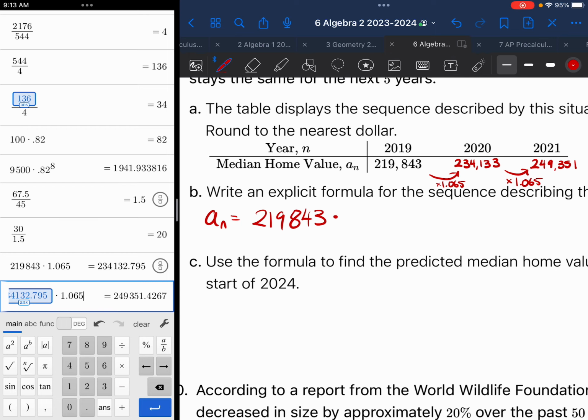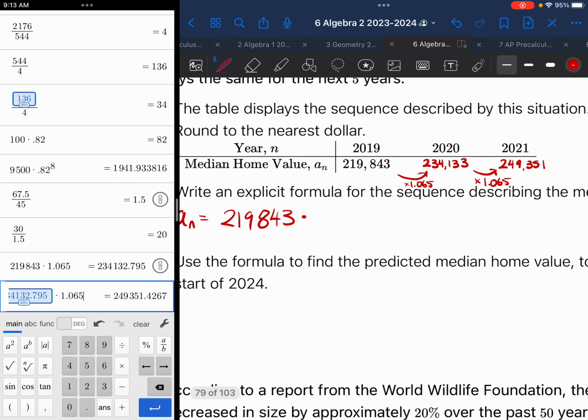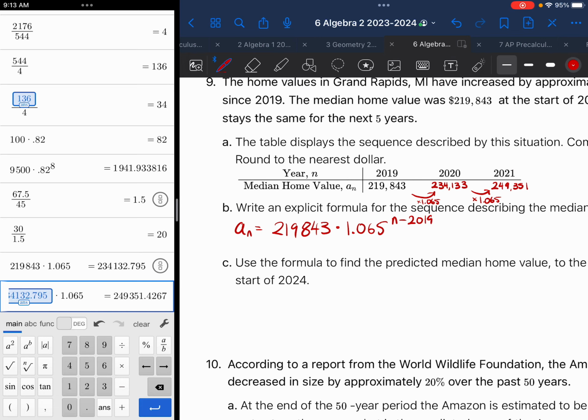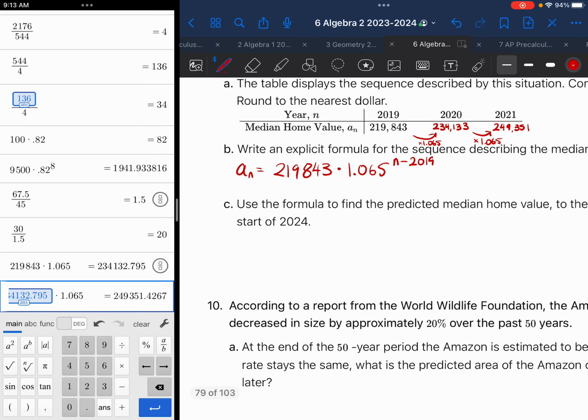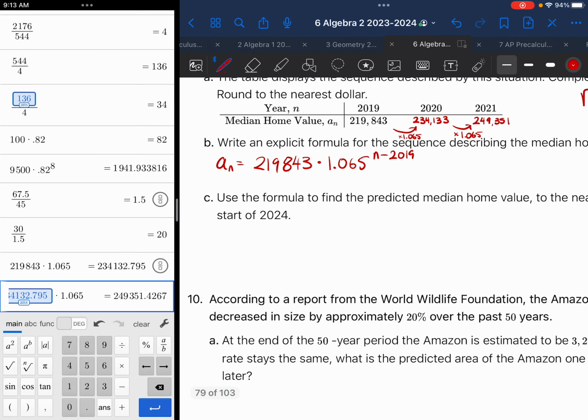This is going to be multiplied by the common ratio. You always multiply repeatedly by the ratio, which in this case is 1.065. This is going to be to the power of n minus whatever term this is. So this is the 2019th term technically, so I'm going to subtract 2019. And I'm done. All right, let's go ahead to part C: use the formula to find the predicted median home value to the nearest dollar at the start of 2024.